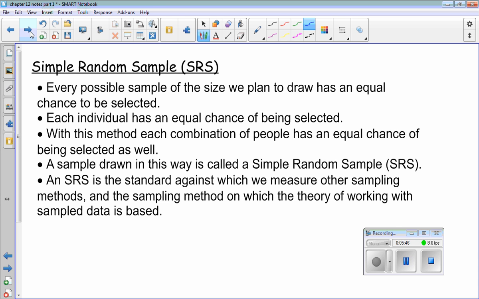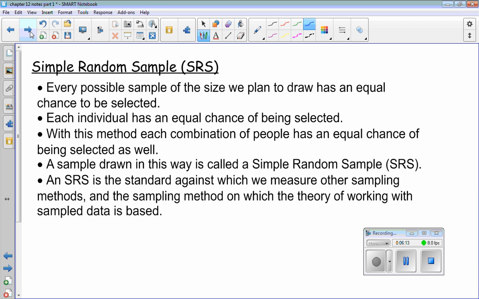Give me an example of an SRS, like in real life. Give me an example of what would be that kind of a sampling method. We do one every day. The chart over there? Okay, what about the chart over there? Picking the 5 is not an SRS.